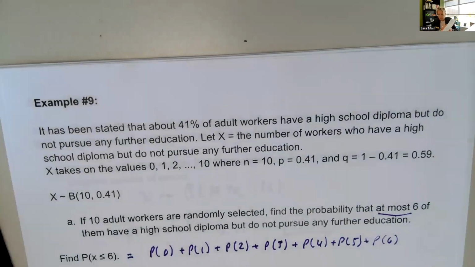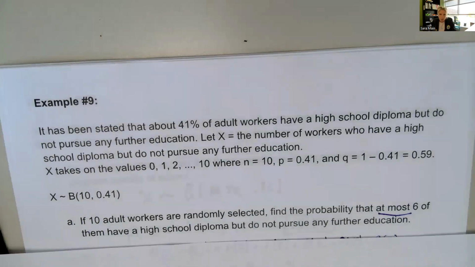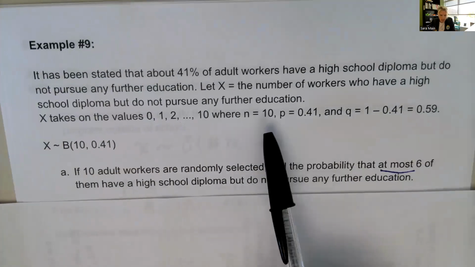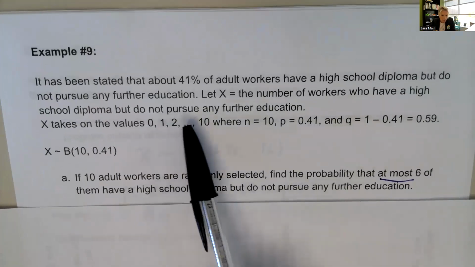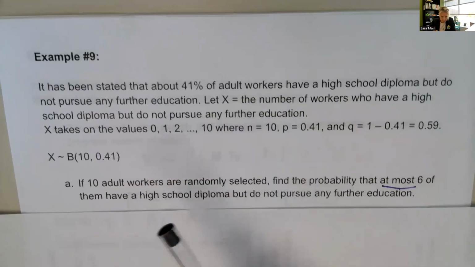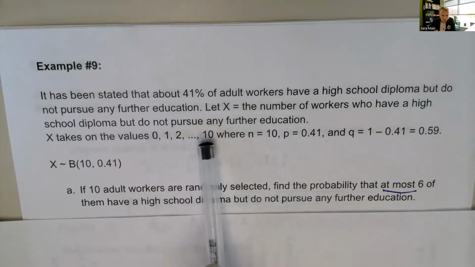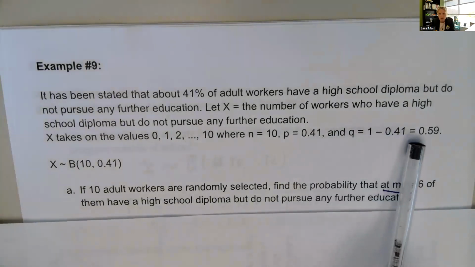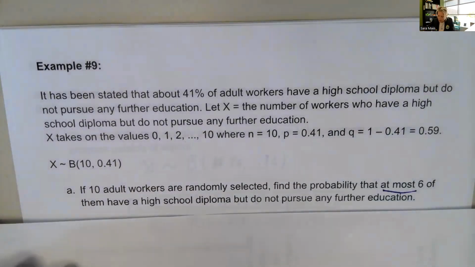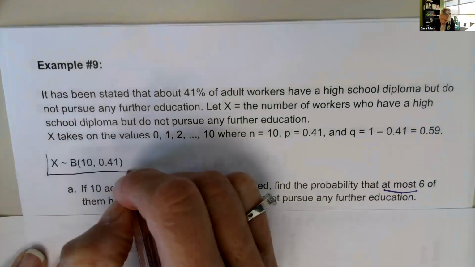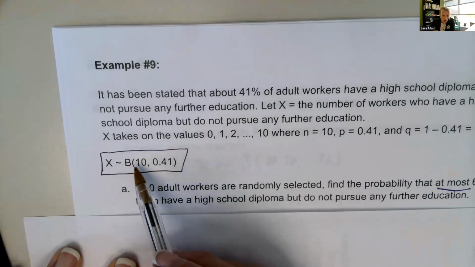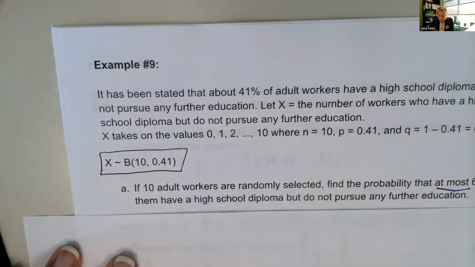Let's look at example 9. Example 9 says it has been stated that 41% of adult workers have a high school diploma but do not pursue any further education. Let X be the number of workers who have a high school diploma but do not pursue any further education. So X could be 0 all the way through 10. The probability of success is 0.41, and that means the probability of failure is 0.59. And we are going to define X right here: X, and then this is the tilde symbol, B for binomial, 10 is n, and 0.41 is p.